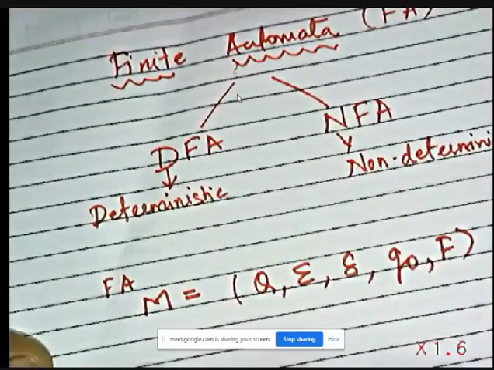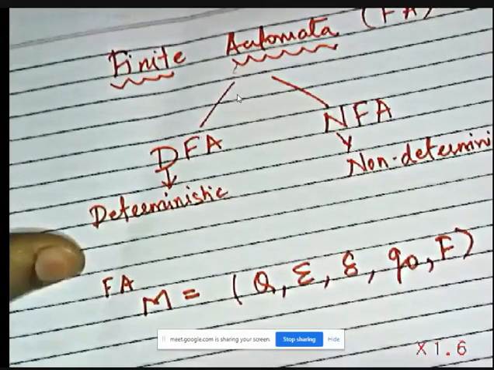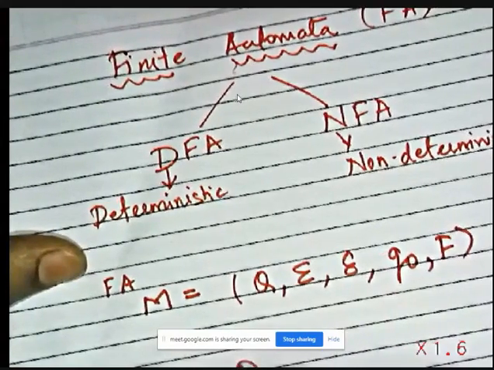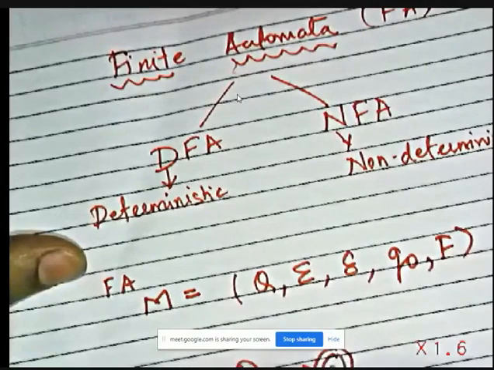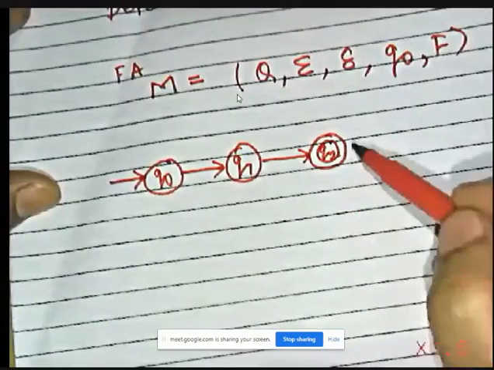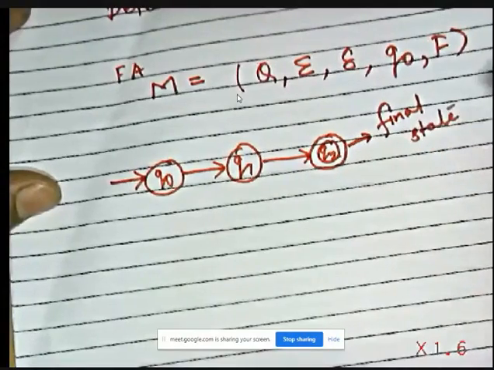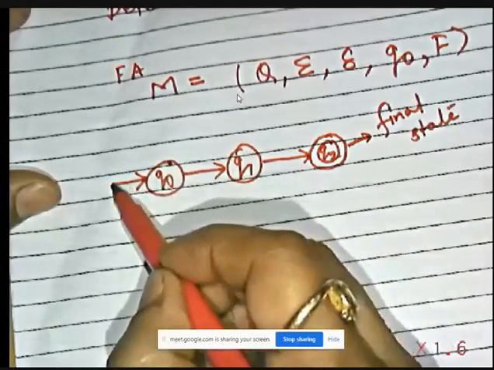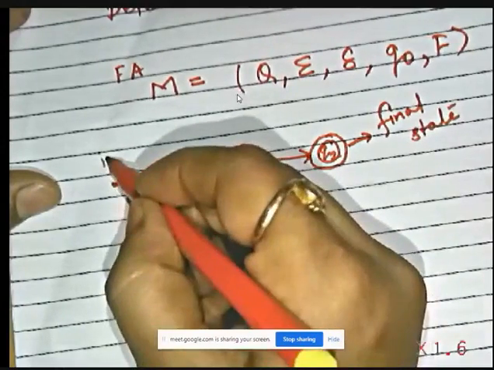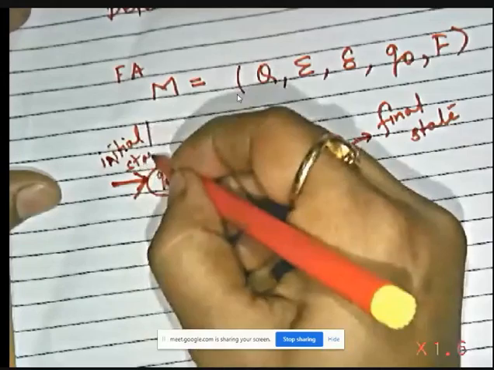So how exactly do we represent it? Suppose there is a state which is represented as Q0 and the next state is Q1, then there is a state Q2. We have seen the representation. If there is a double circle, then that state is a final state, and the state with the arrow is called the initial state or starting state.